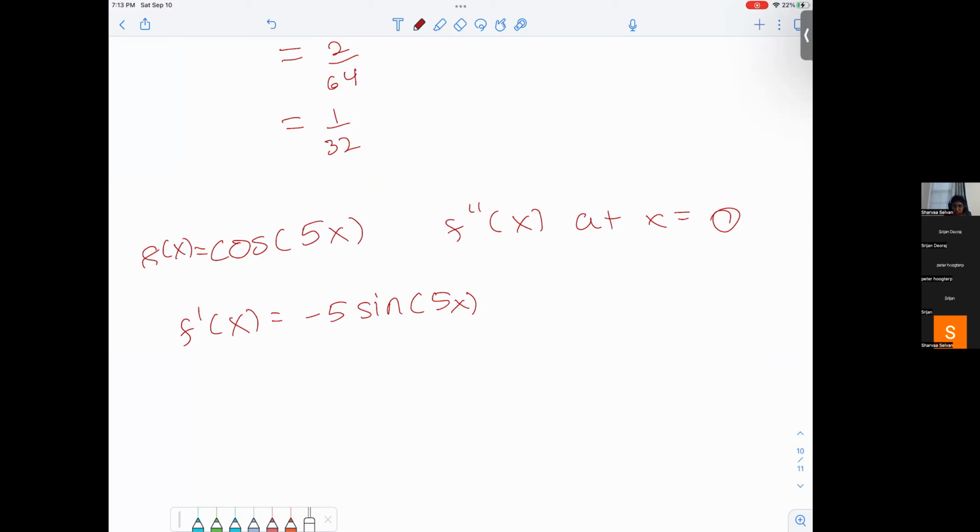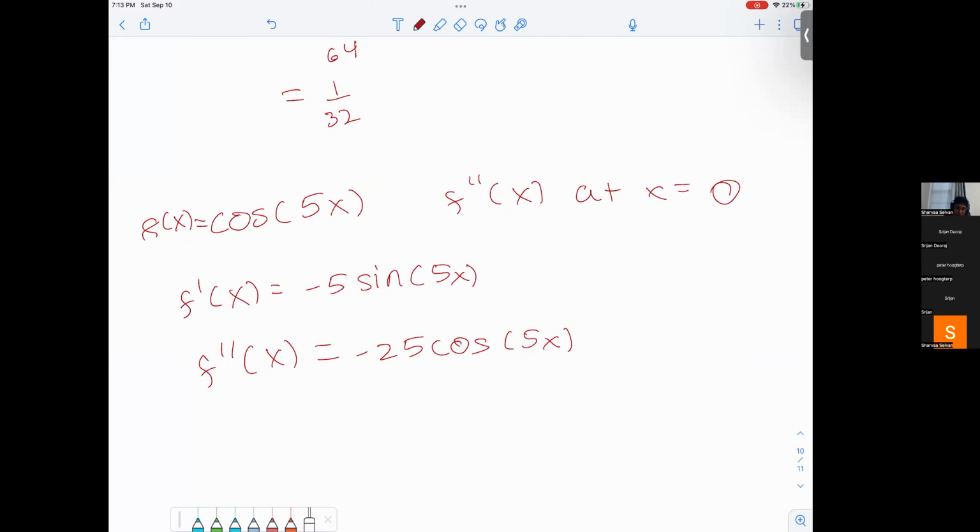Now, if we take the derivative again, you get f double prime of x is equal to negative 25 cosine 5x, using the same strategy we talked about before. And plugging in our value of 0, you get the final answer: f double prime of 0 is equal to negative 25. Good job.